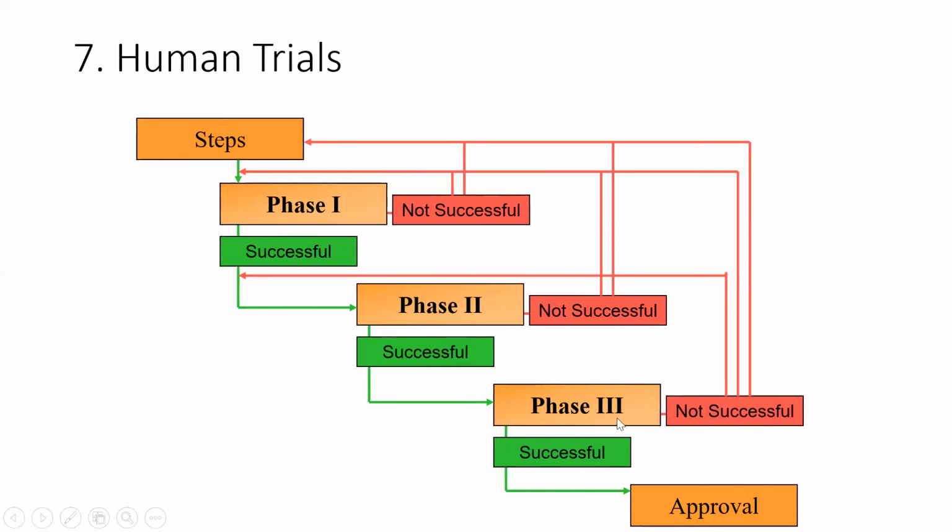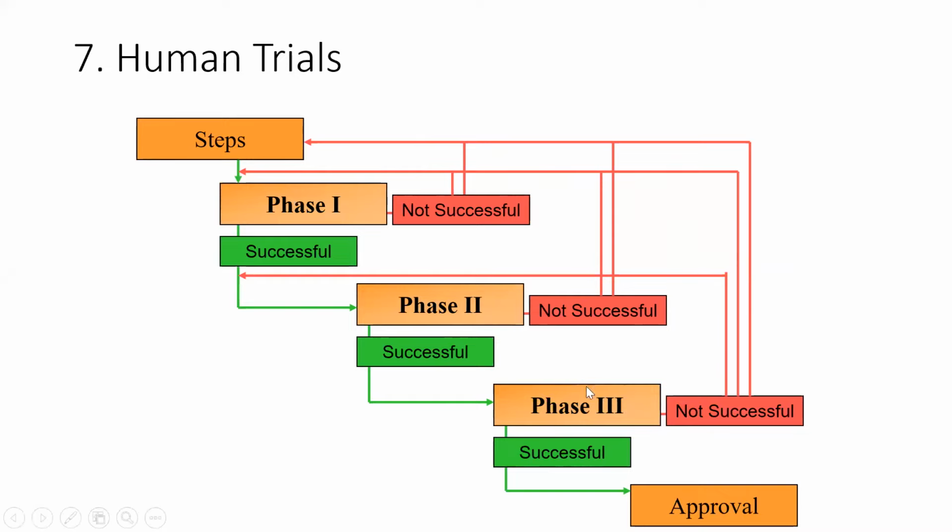in phase 3 the effectiveness is looked into. The population, the number of patients taken in the trial, is very high, maybe 3,000, 4,000, abhi jyada number of logon pe trial kiya jata hai. So if phase 3 is successful, then again we can go to our regulatory body, DCGI or FDA, basically depending on kaun se country mein hum trial kar rahe hain.